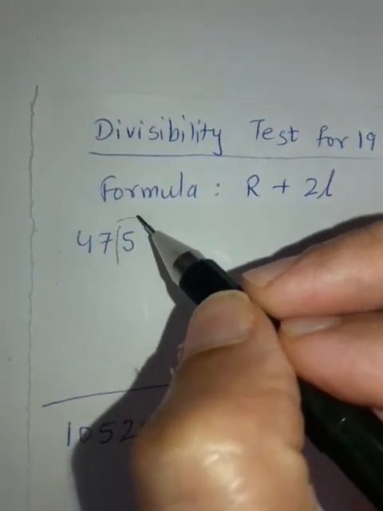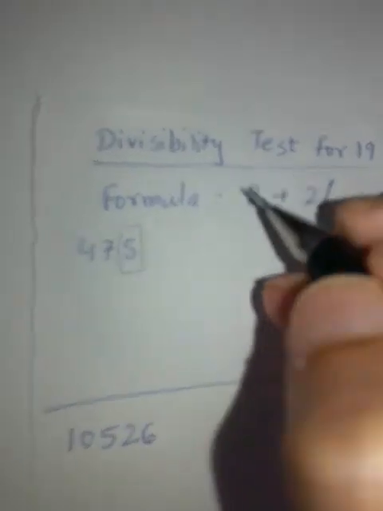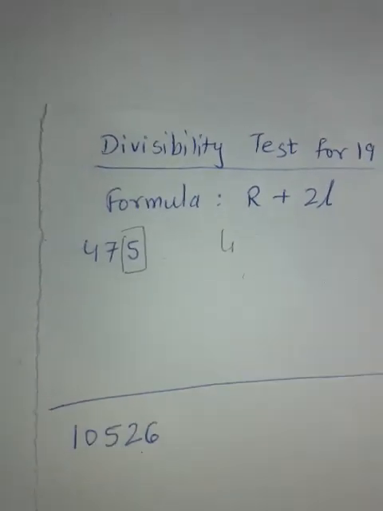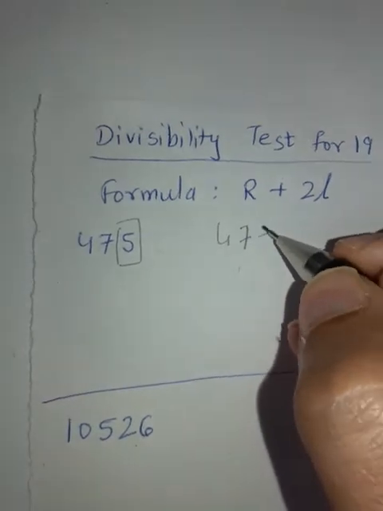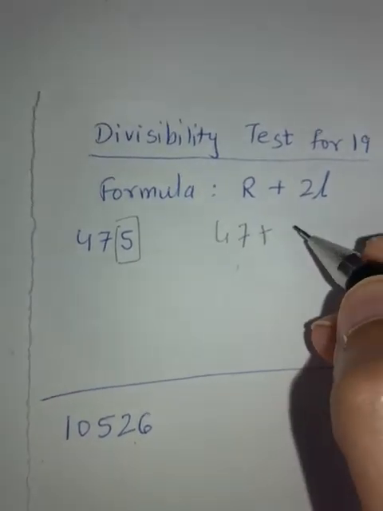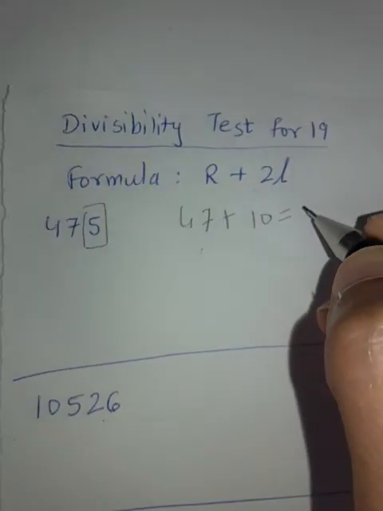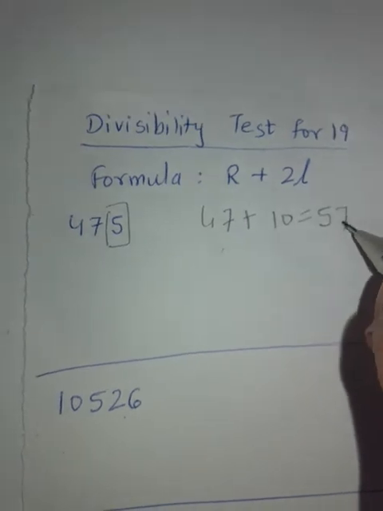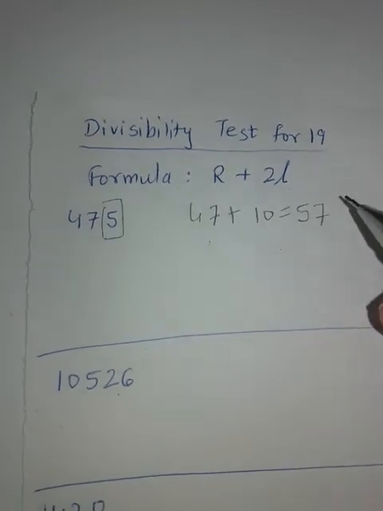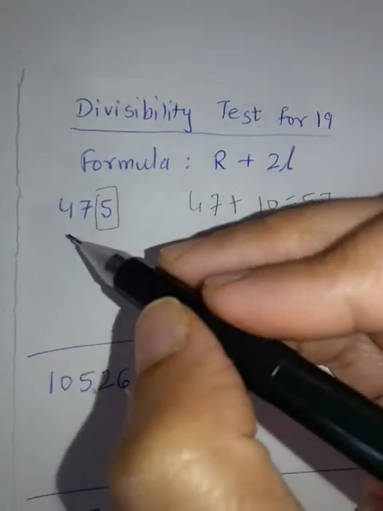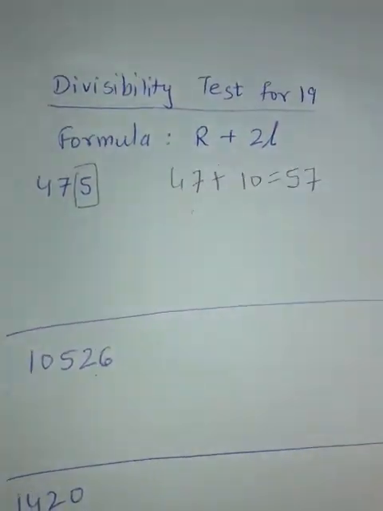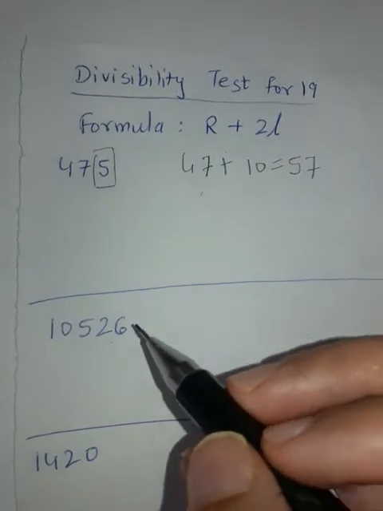Going to mark the last digit. Remaining number is 47. 2L is 2 5s are 10. So this is 57. Now again knowing table of 19 is important. 19 3s are 57. This is divisible by 19. So 475 is divisible by 19.